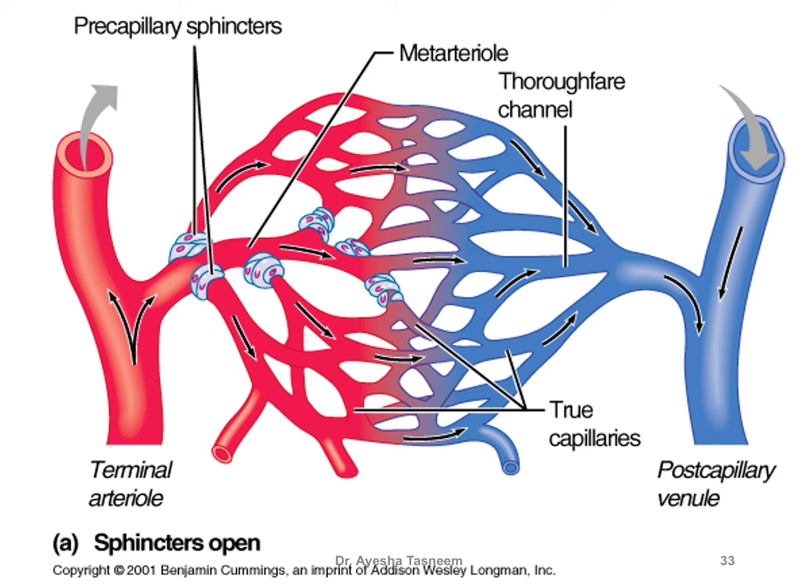Here you can see when these precapillary sphincters are closed, the blood passes through the metarteriole and it directly goes into this thoroughfare channel. When these precapillary sphincters are not closed, the blood passes through these true capillaries and then it goes to the venule.